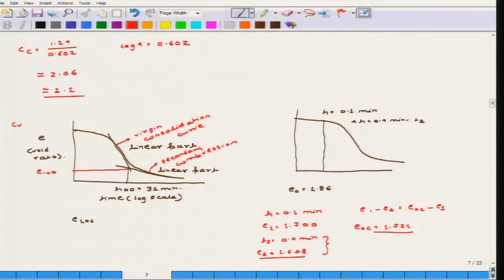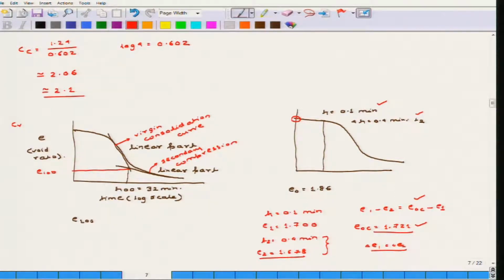Once you know E100, you take a point near the origin, T1, and find a point that is 4 times that time from the origin, that is 0.4 in this case. For 0.1 the E1 was given, and for 0.4 it is linearly interpolated between 0.3 and 0.5 to find the value of E2. Once E1 and E2 are found, since E is linear in that part, delta E1 must be equal to delta E2, and that is how we find EOC. EOC means the initial void ratio at the considered part. So, E1 minus E2 equals EOC minus E1, and from there we found EOC to be 1.721.